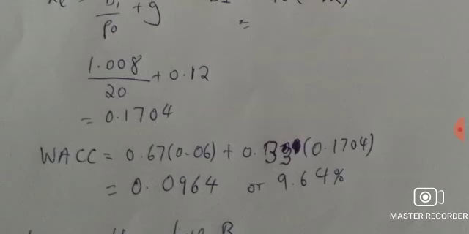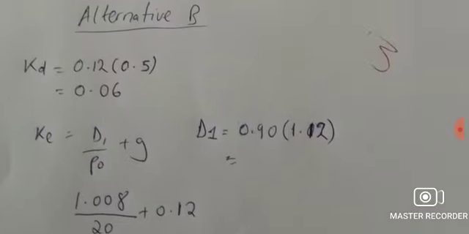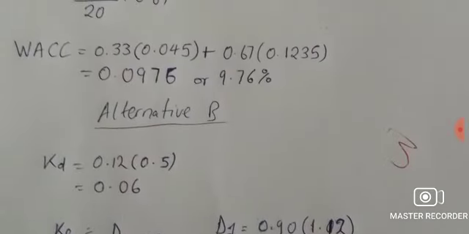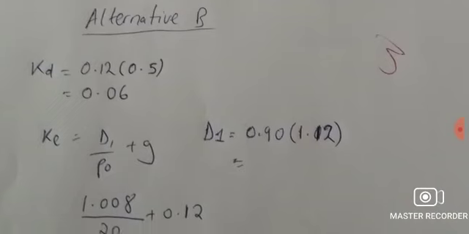Answer: 0.0964 as my cost of capital. Which alternative do you choose? Alternative B gave me 9.64%, alternative A 9.76%. What guides you when you're choosing the WACC to go for?